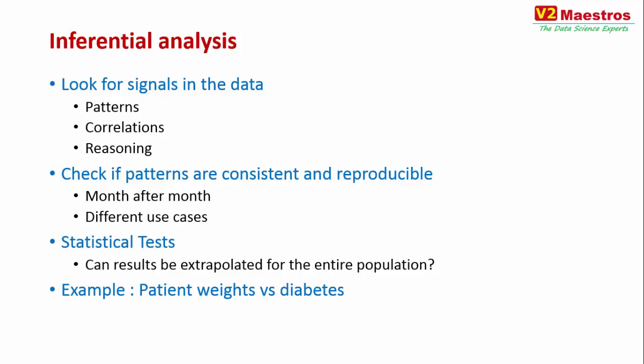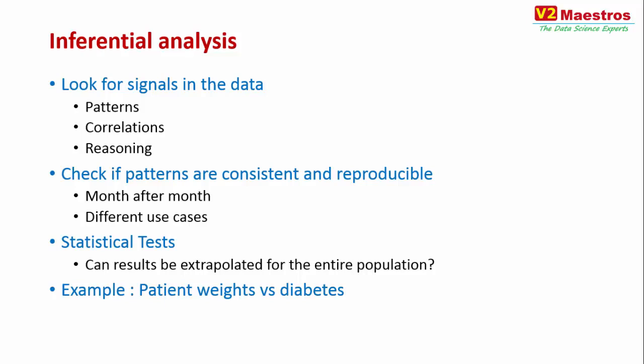Again, let's take an example of patient weight versus diabetes. You do all this inferential analysis, like you might take data first from one state like California, do the analysis, and then see how California compares with New York. Are the patterns the same? Then you look at races.